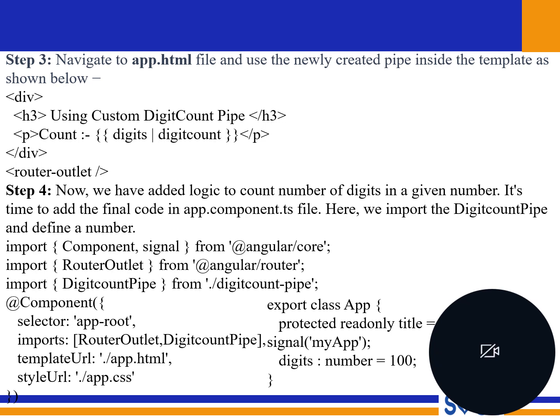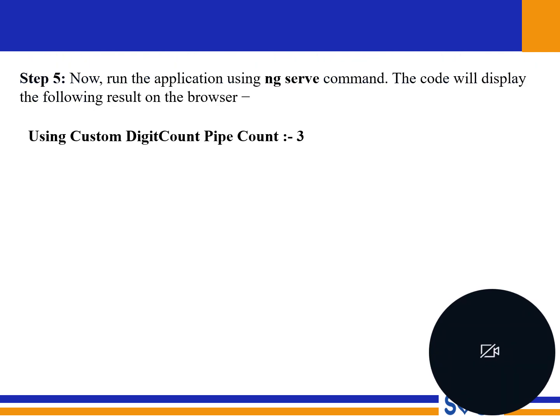So in step 3, you have to create the app.html file. In step 4, you have to add the logic to count the number of digits in a given number. It's time to add the final code in the app.component.ts file. So finally, we import the digit count pipe and we have to define a number. Here we declare the number as 100. So once you give the command, you get the output as using custom digit count pipe, count is 3. So that's all about Angular pipes.